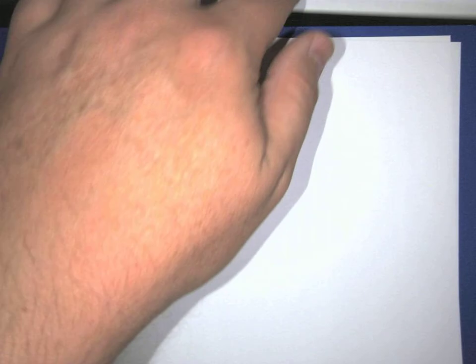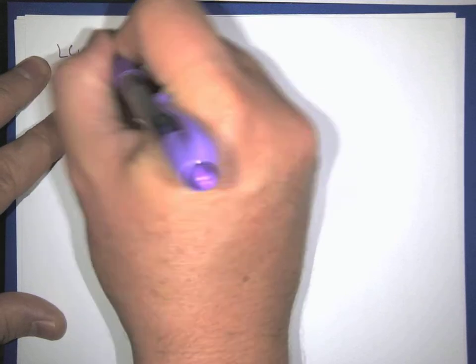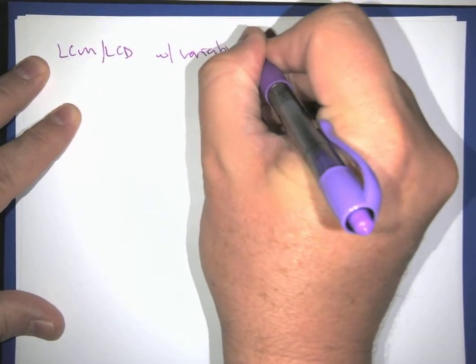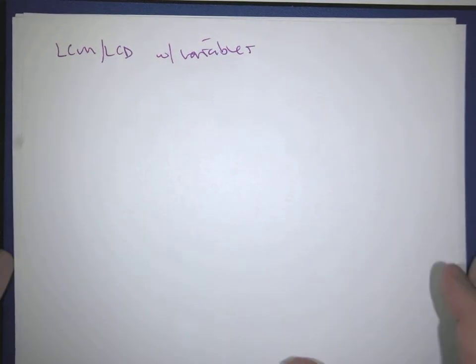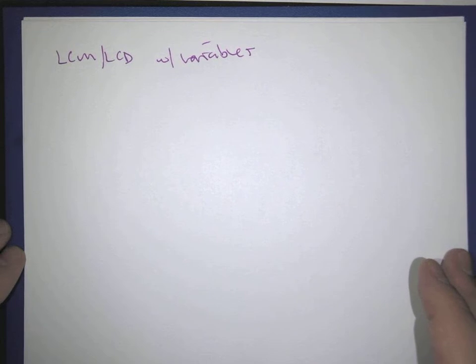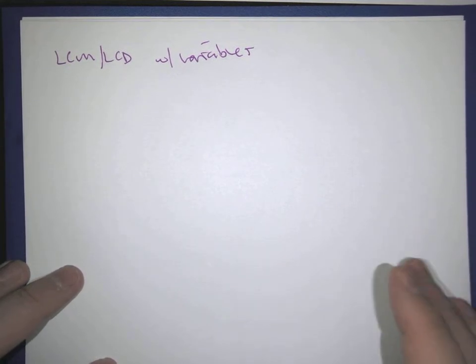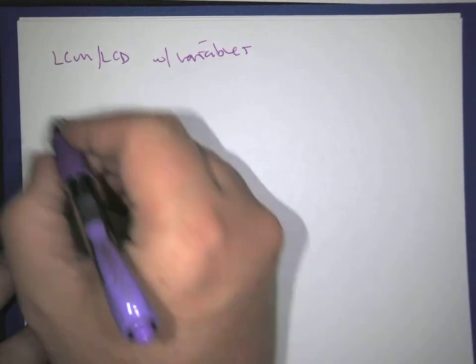Fresh page. So let's do LCM/LCD with a few variables. What's going to be happening here is we're going to do the same kind of strategy, the same kind of steps that we were just doing, but we need to also be mindful of any variables, right? A's, B's, C's, X's, Y's, and Z's, and all the rest.